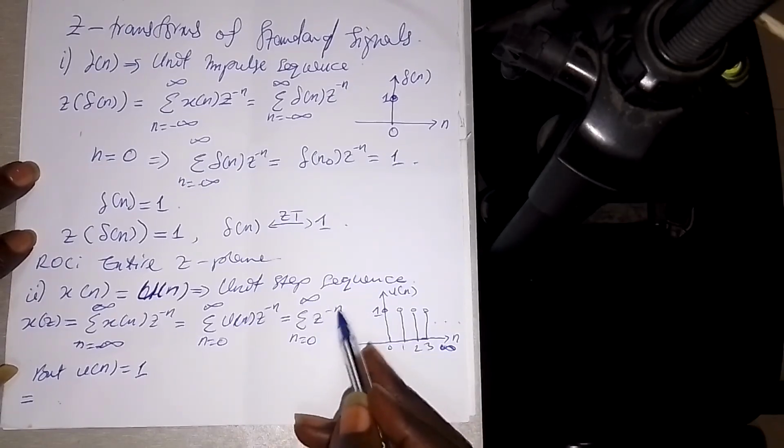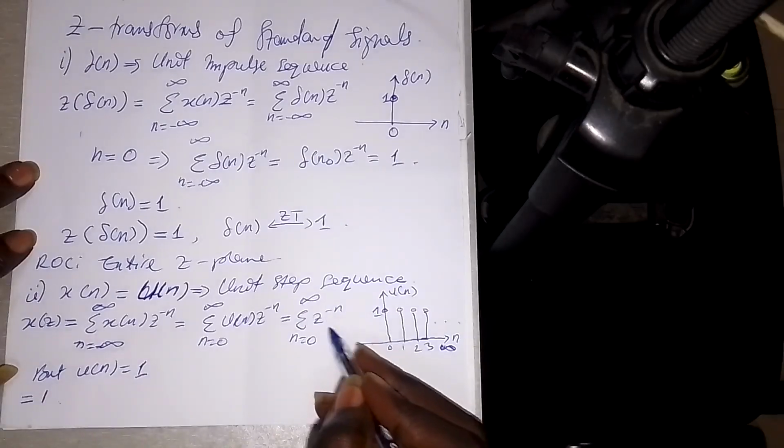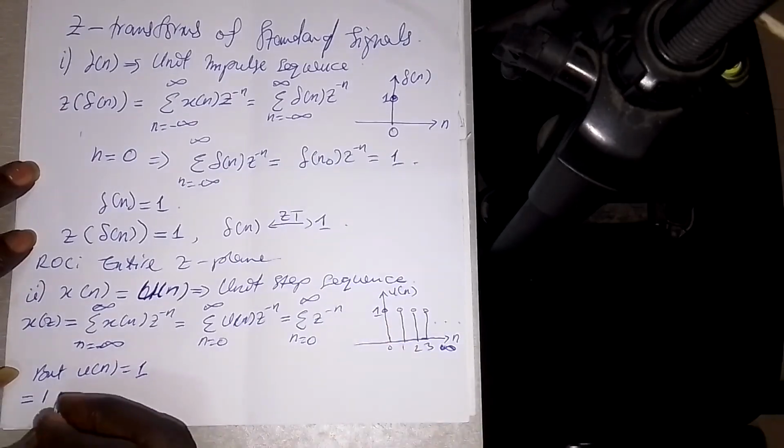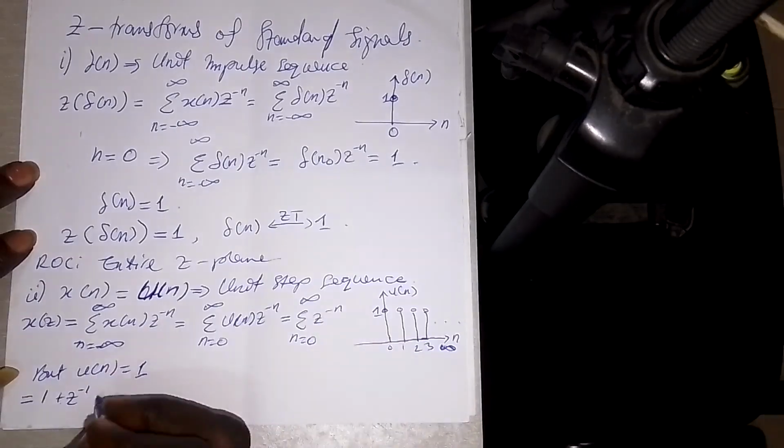So if I put 0 here, what will happen? Every number with exponent 0 is 1, so I'll get 1. If I put 1 here, this is what I will get. If I put 2 inside this one, this is what I'll get: z exponent minus 1.